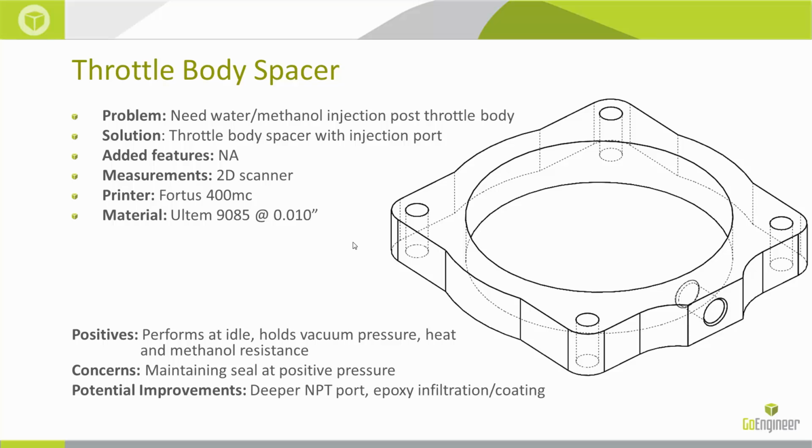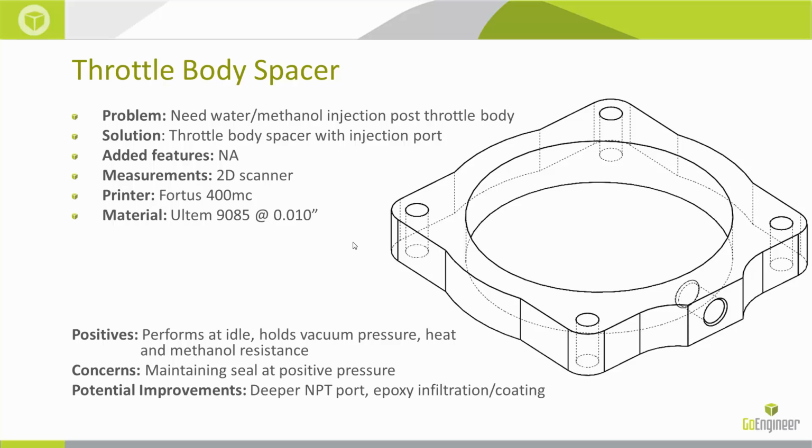I measured this using a 2D scanner. I say 2D scanner, it's like your printer, scanner, fax machine all in one. I use this. I'll explain why. I printed it on the Fortus 400 that we have in Salt Lake City using the Ultem black material. The reason why I did it this way is because I wanted a material that I could install on the car and let it at least run and idle, get up to temperature. And that's exactly what I did with this part.